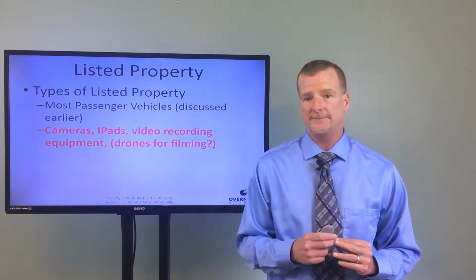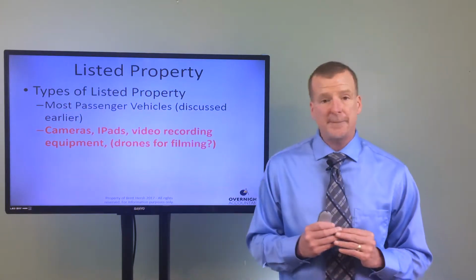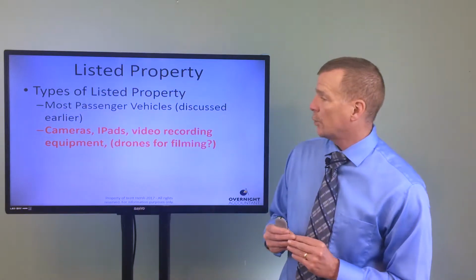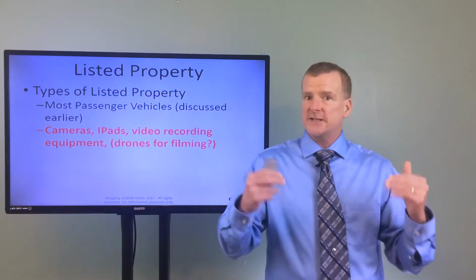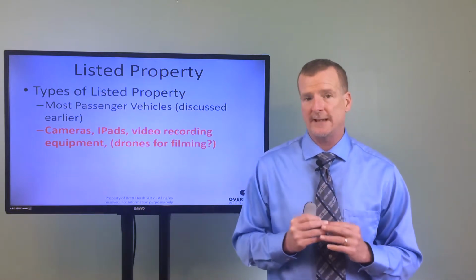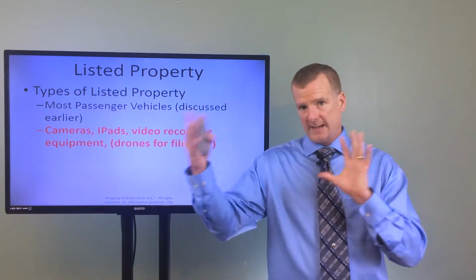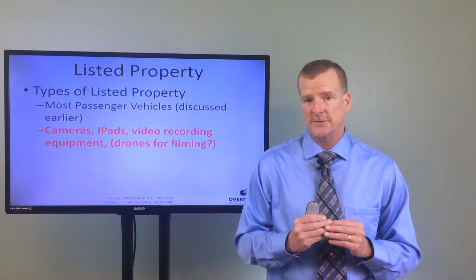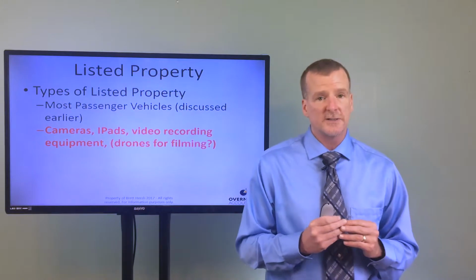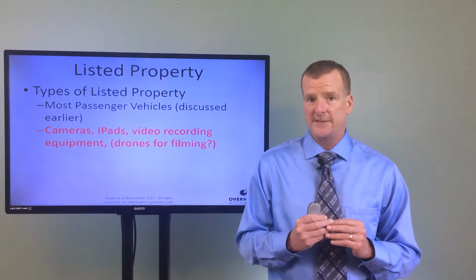We discussed that earlier. However, cameras, iPads are a big one. Video recording equipment, and even, let's say, drones for filming. Say you bought a drone and you're using the super cool camera they have on those things now to go around a house and take pictures of it so you can use it in your advertising on your websites. That can also be considered listed property because you could actually use that for personal.